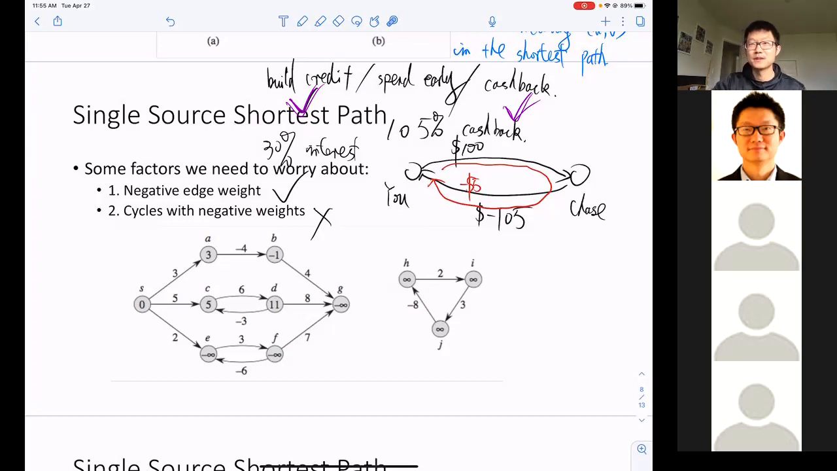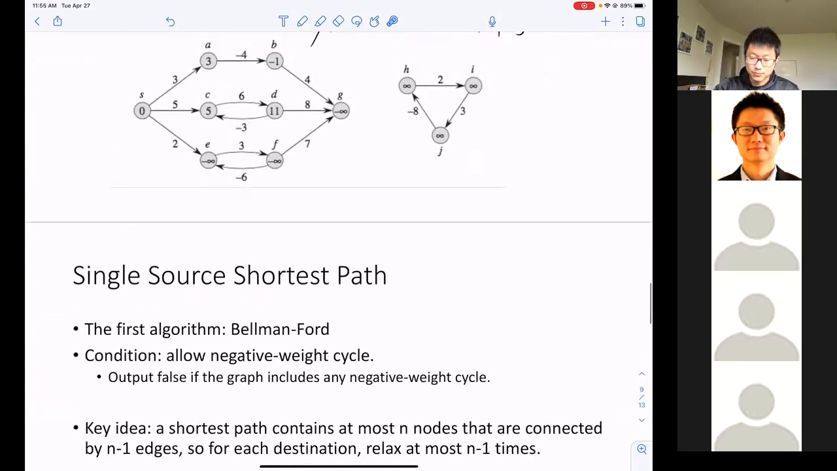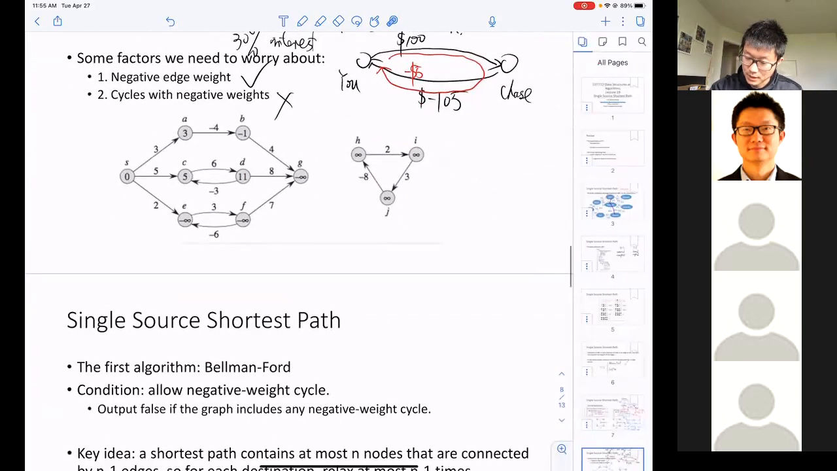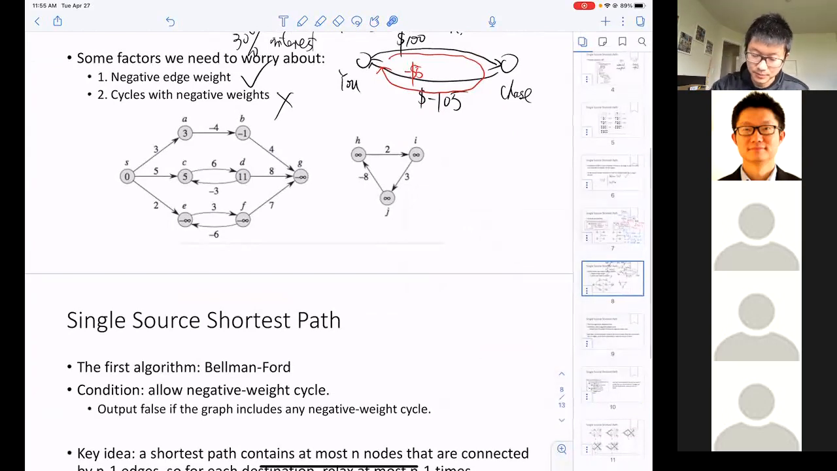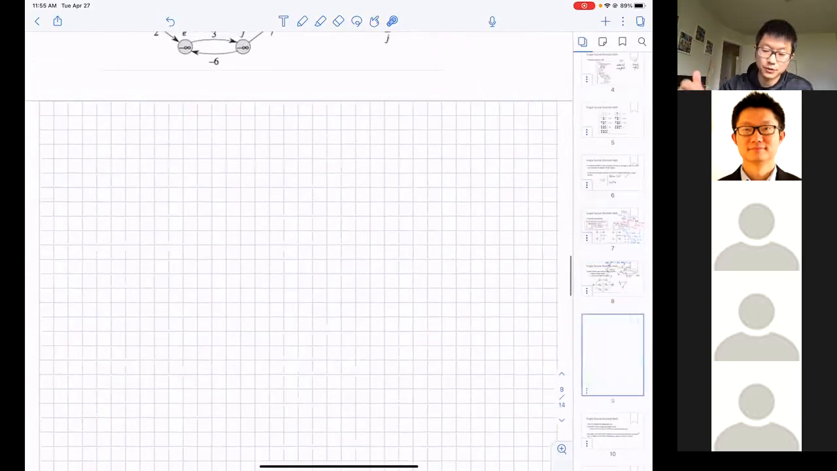No? Okay, so before I present the Bellman-Ford algorithm, I want to discuss the plan for the rest of the semester with you.